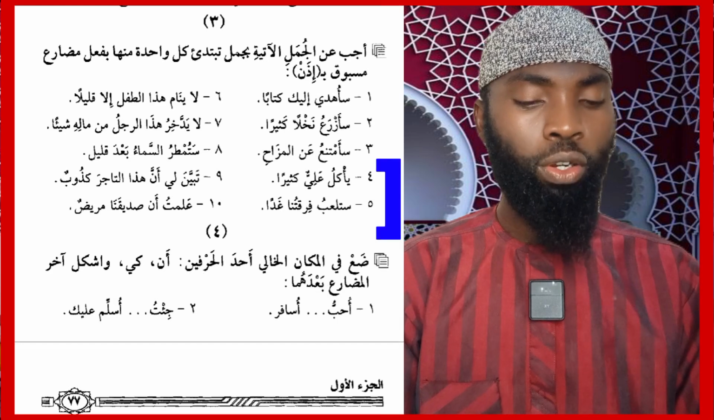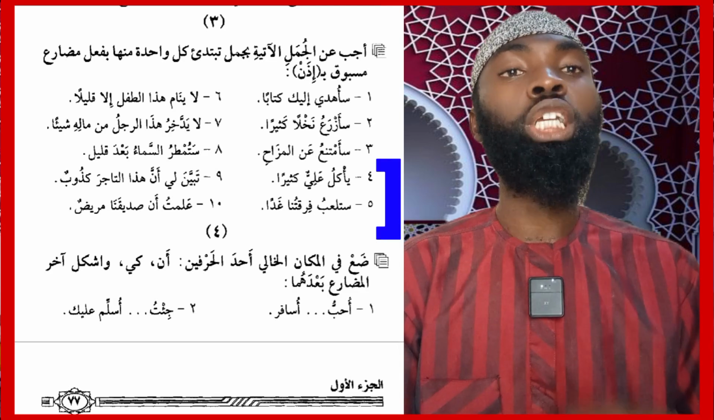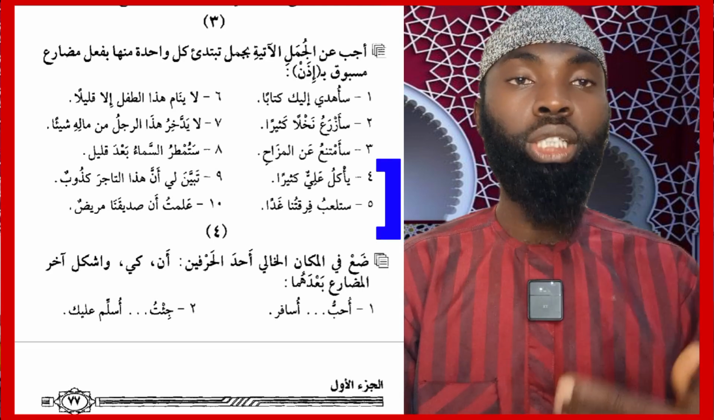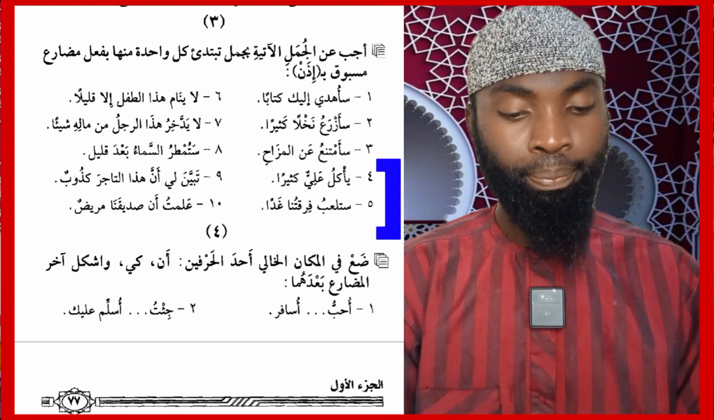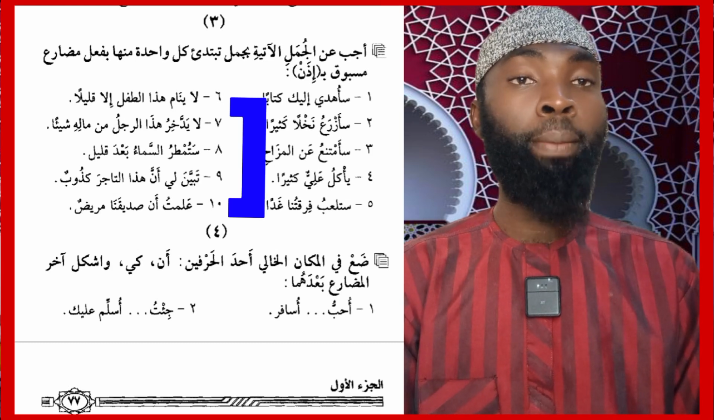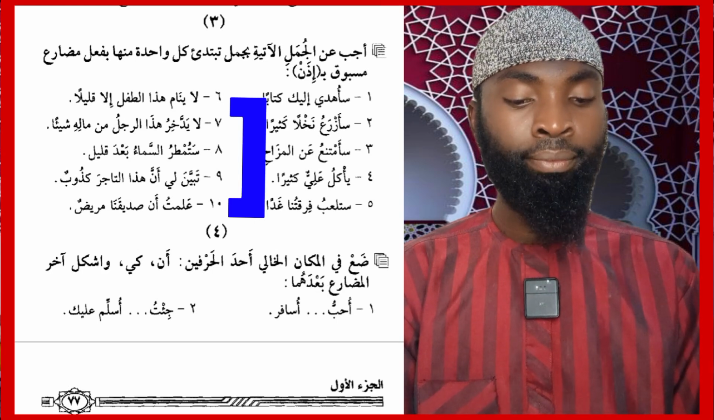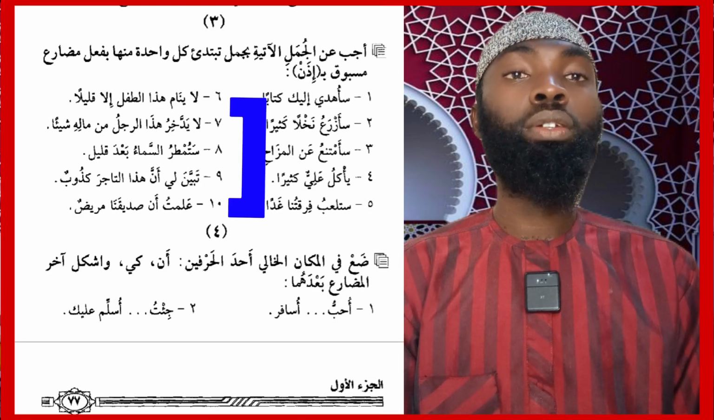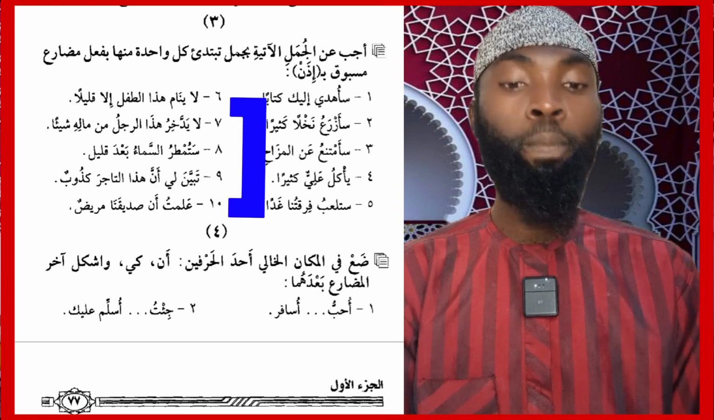Number 5, Satalabu firqatuna gadan. Our group will play tomorrow. What do I say? Idhan nushajji'uhum. Then we are going to encourage them. Number 6, La yanamu hadha tiflu illa qalilan. This baby does not sleep except a little. We say idhan yamrad, then he will be sick. Number 7, La yadakhiru hadha rajul min malihi shay'a. This man does not keep anything from his wealth. We say idhan yahtaj, then he will be in need.